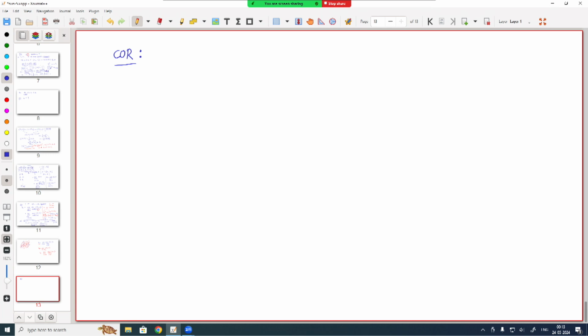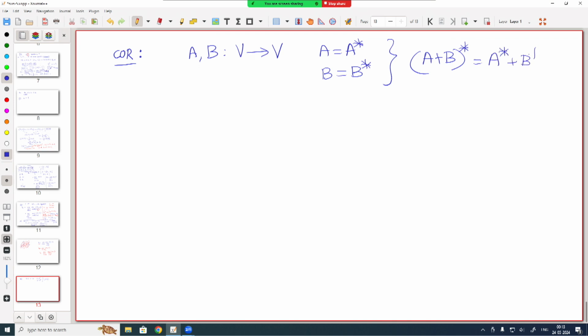So, here's a corollary. Suppose I have two operators, let us call them A and B, from V to V, both self adjoint. Then this implies that A plus B is also self adjoint, just by the property of star. It is A star plus B star, which is equal to A plus B. So, the sum of two self adjoint operators is self adjoint.